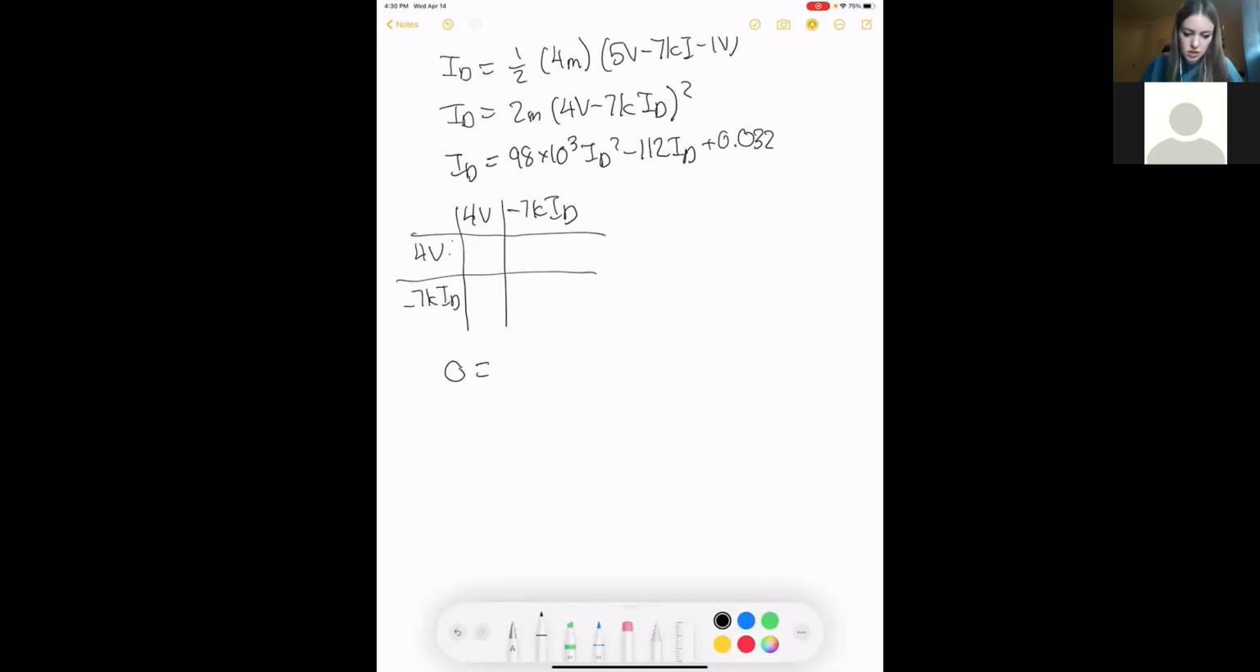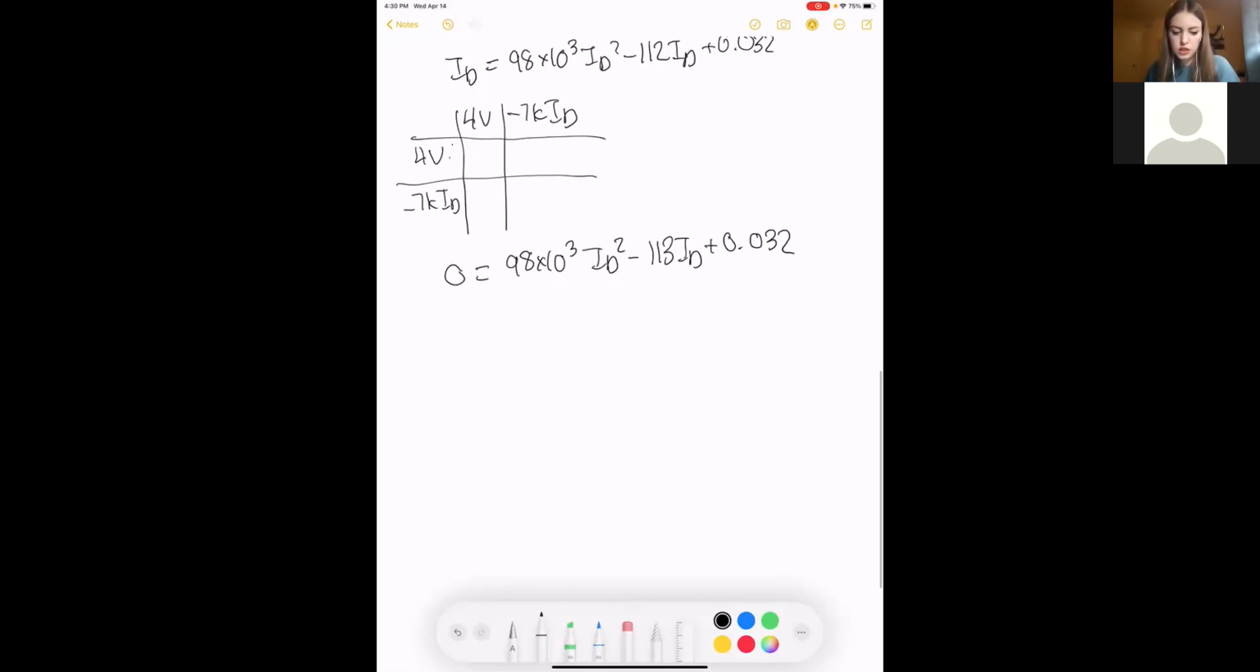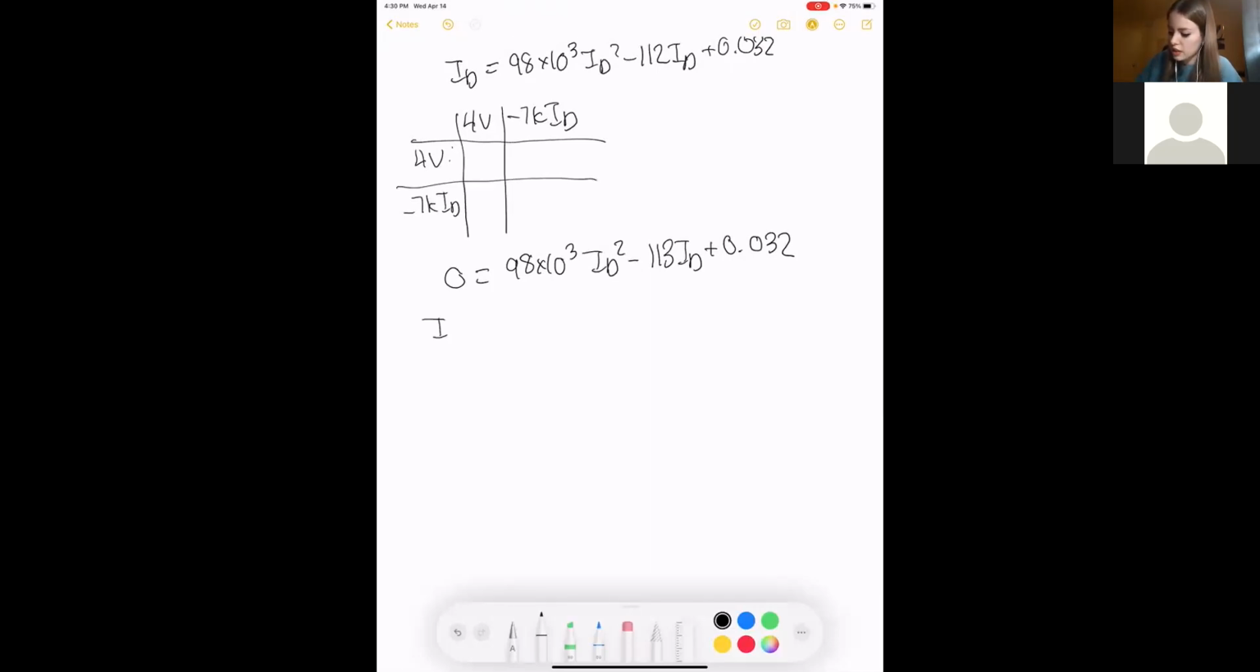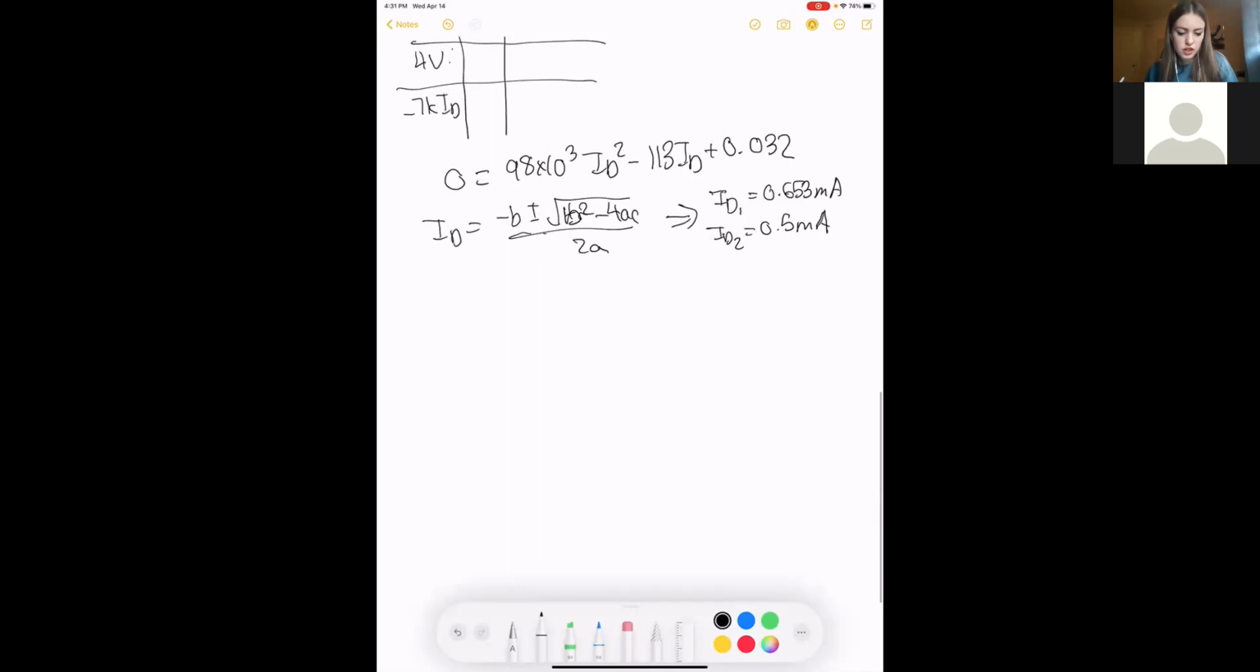You're going to get 0 is equal to 98 times 10 to the 3 ID squared minus 113 ID plus 0.032. Cool. So from this, using your quadratic formula, which I'll write out, but I'm sure you guys have memorized, we're going to find that we have 2 options for ID: ID1, which is 0.653 milliamps, and ID2, which is 0.5 milliamps.